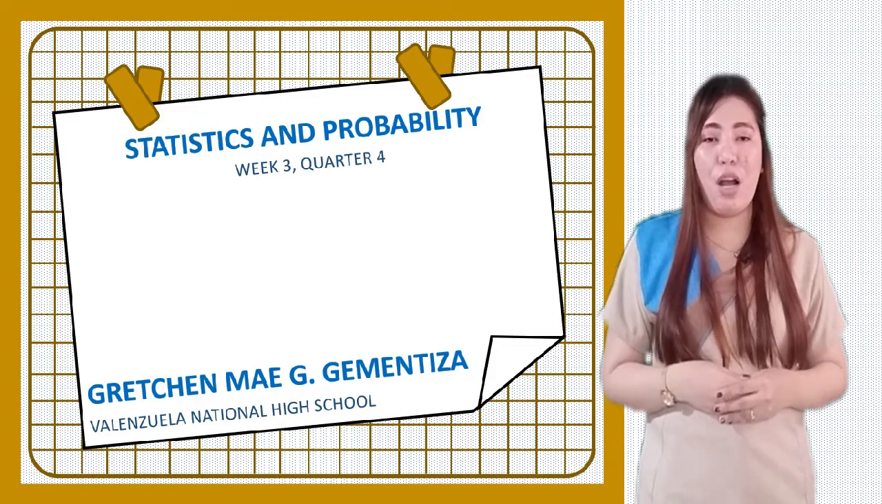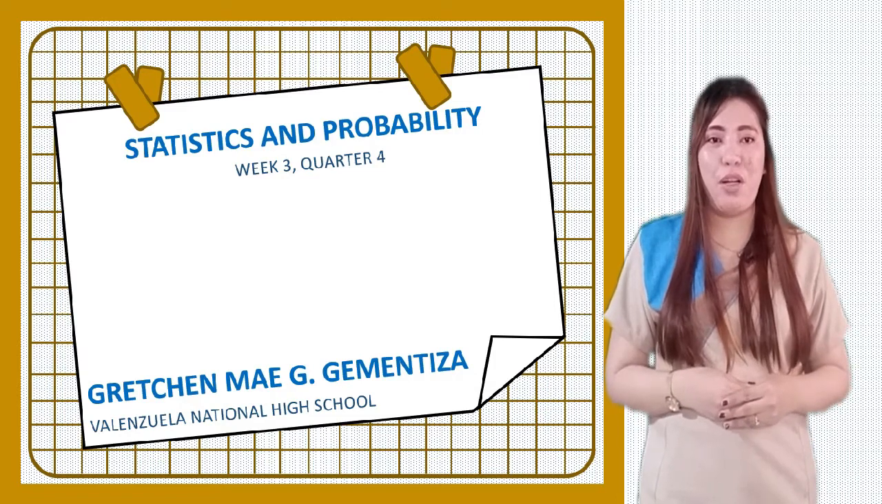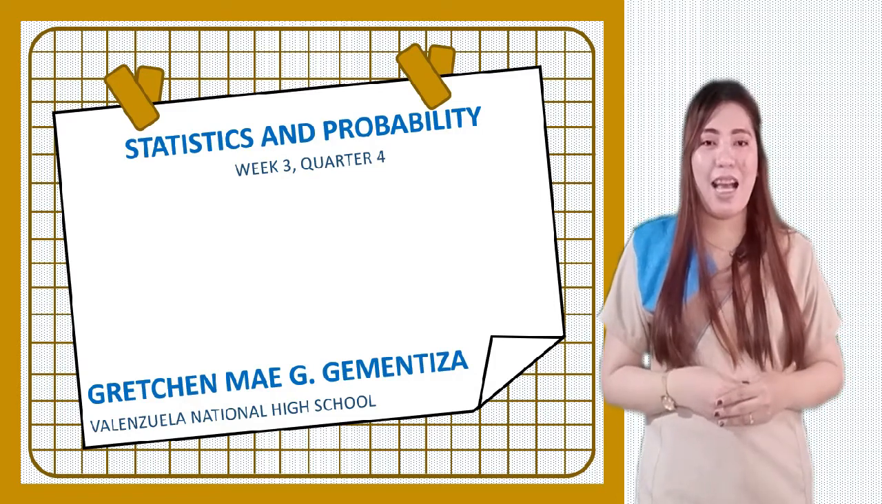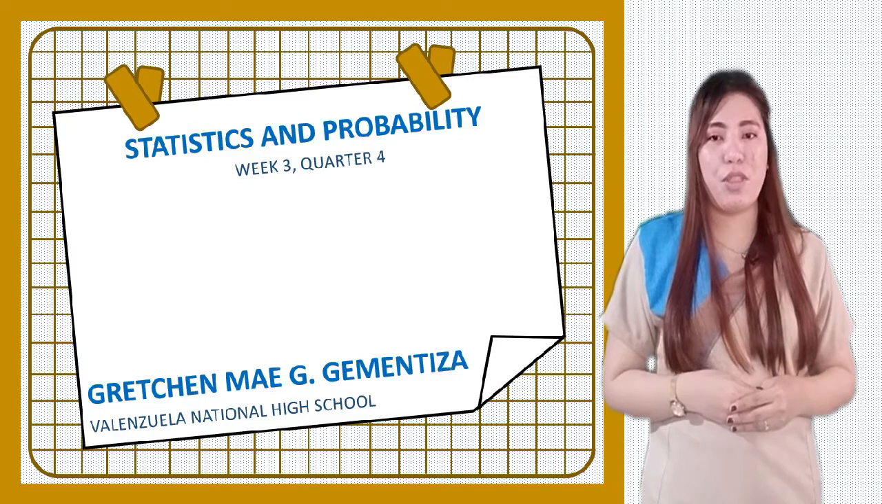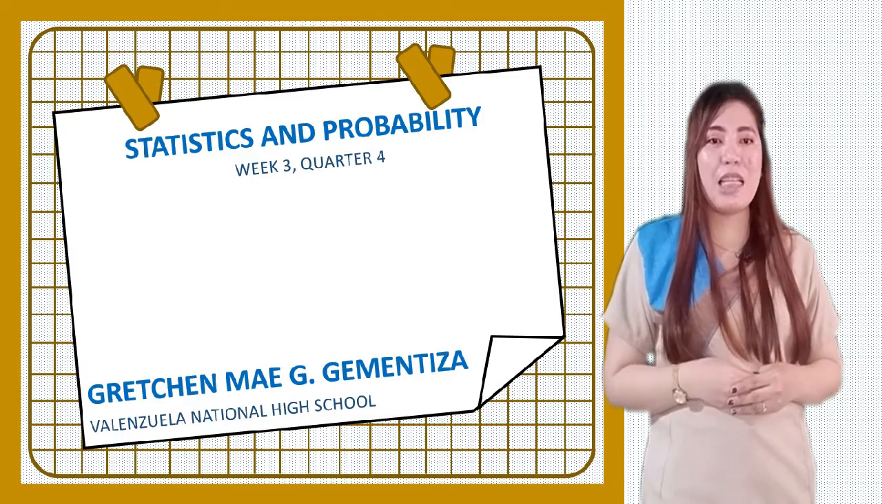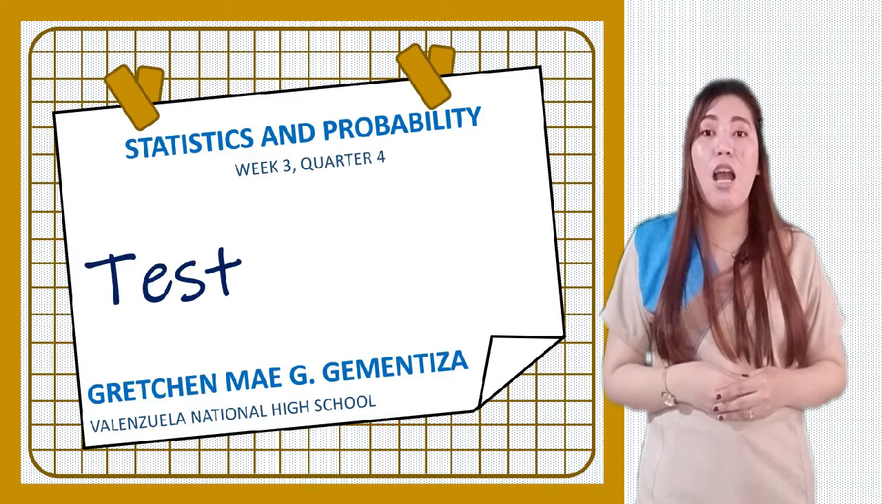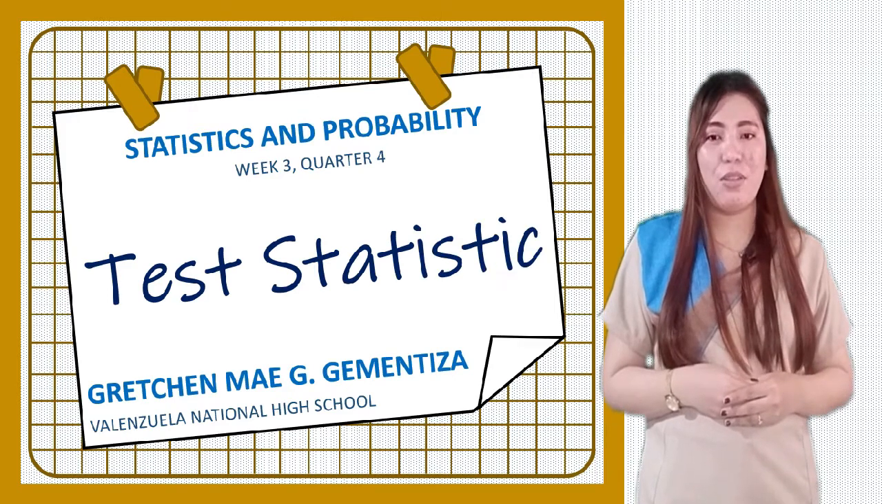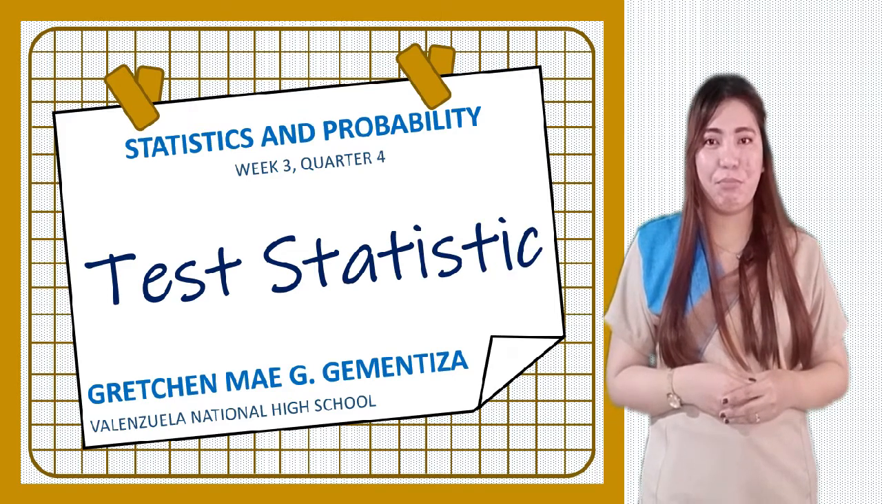We are now on our week 3 of quarter 4. We are going to discuss lesson 4 of your Statistics and Probability learning packet. Our topic for today is about the test statistic.